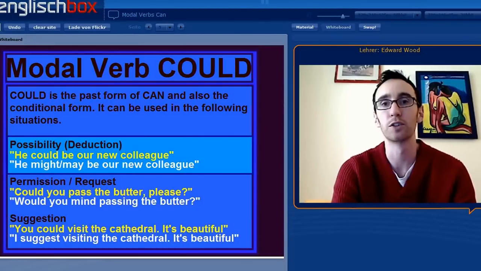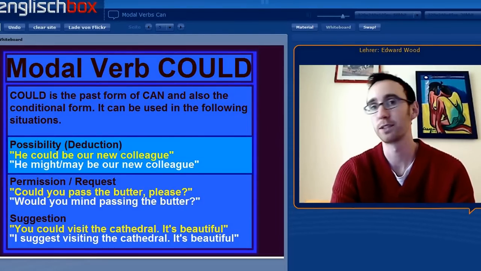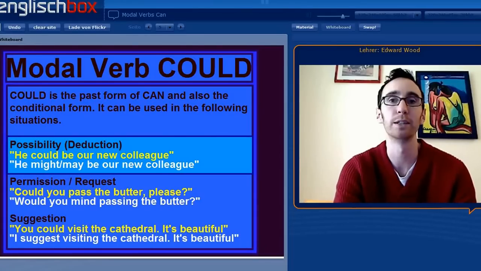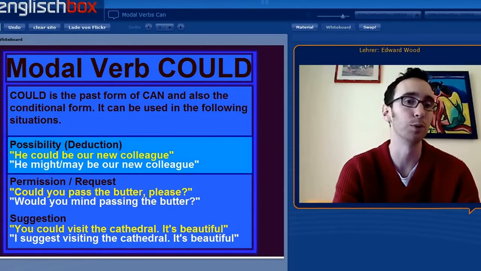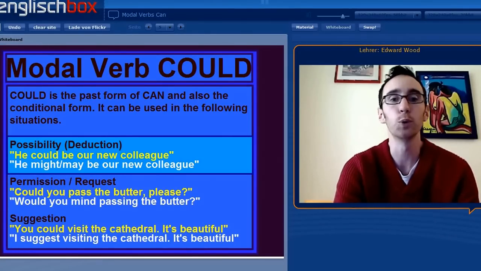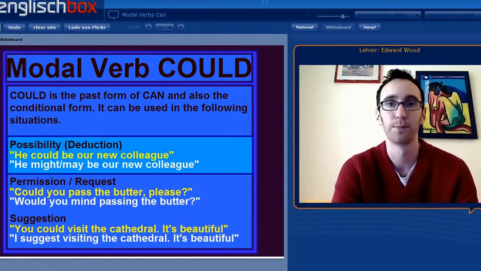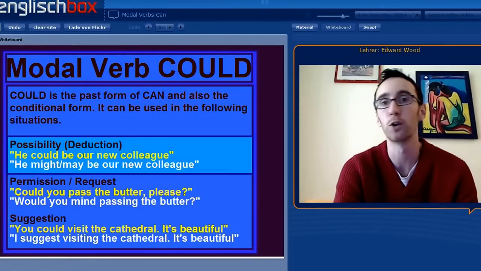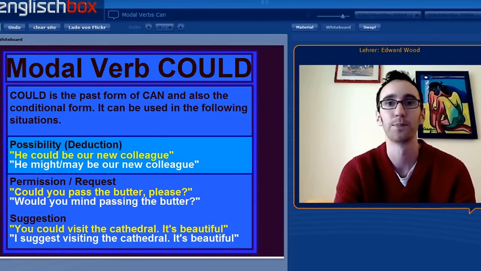We can also use it to make a polite request. Could you pass the butter, please? Or would you mind passing the butter, please? And finally, we can use it for a suggestion or a recommendation. So a friend is visiting the city and I say, you could visit the cathedral, it's beautiful. The same as saying I recommend or I suggest visiting the cathedral because it's beautiful.